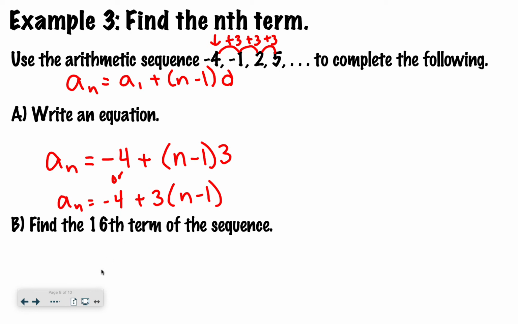All right, so now if we want to find the 16th term of this sequence, are you sure? I have to edit my video anyway.